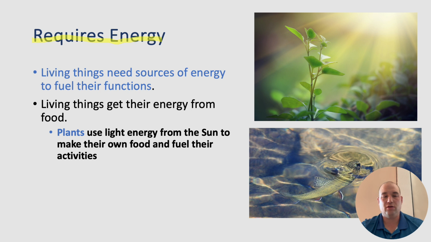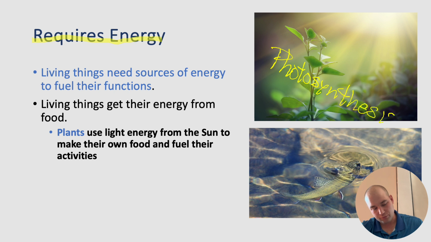So plants, obviously the green stuff that grows out of the ground, use light energy from the sun to make their own fuel and fuel activities. So plants use photosynthesis, and they make their own food. They make their own food through the sun's rays that are striking them in order to make these complex things.